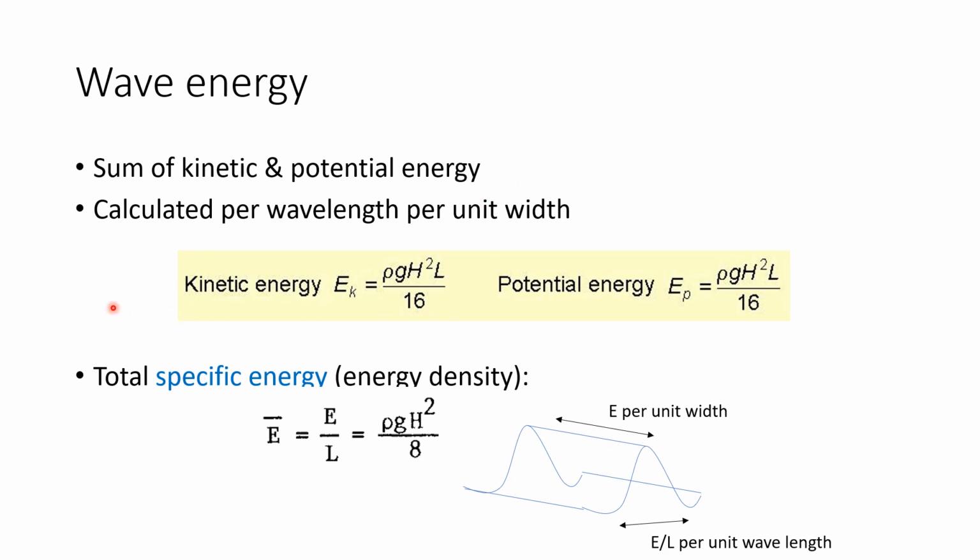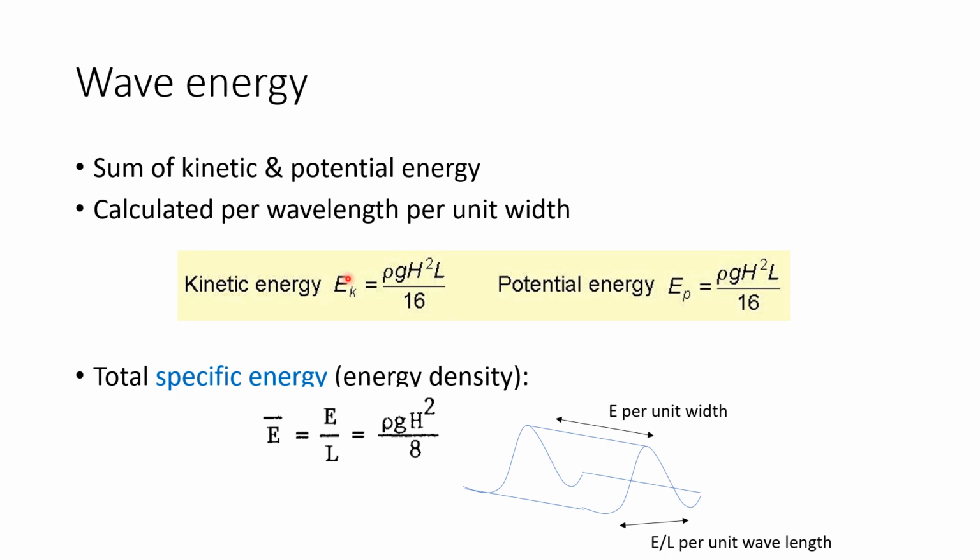Now the kinetic energy and the potential energy in the wave is interchanged because we assume that there's no energy dissipation. So that's why we see that the expressions are exactly identical, whereby the kinetic energy or the potential energy are given as rho g H squared L over 16. So it depends on the wavelength and also depends on the wave height.